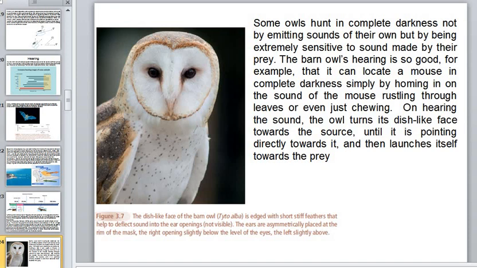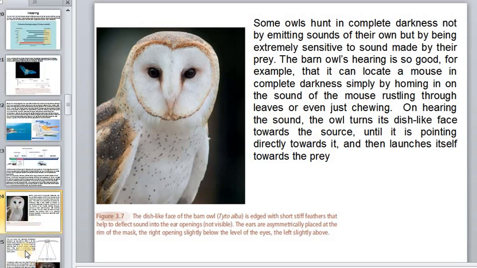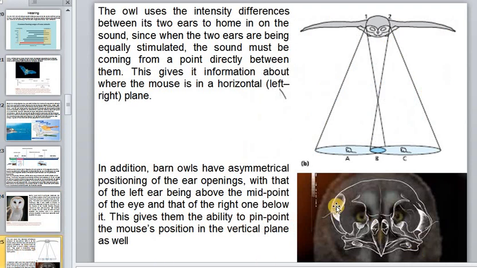The barn owl's hearing is so good, for example, that it can locate a mouse in complete darkness simply by homing in on the sound of the mouse rustling through leaves or even just chewing. On hearing the sound, the owl turns its dish-like face toward the source until it's pointing directly towards it, and then launches. And here we see this location.